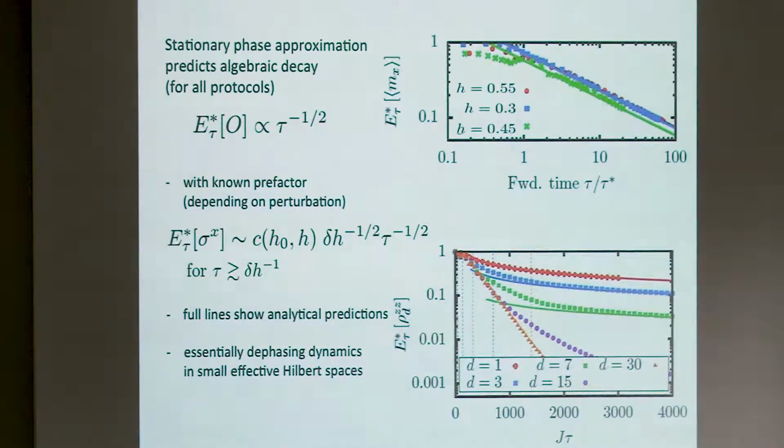For some observables, one can even work out the prefactors, and one can see that the prefactor of this algebraic decay law depends on the strength of the perturbation, but the exponent is always the same. And down here, that's for the spin-spin correlation function for various distances. And again, if one waits long enough, especially for large distances, one always finds this algebraic decay law.